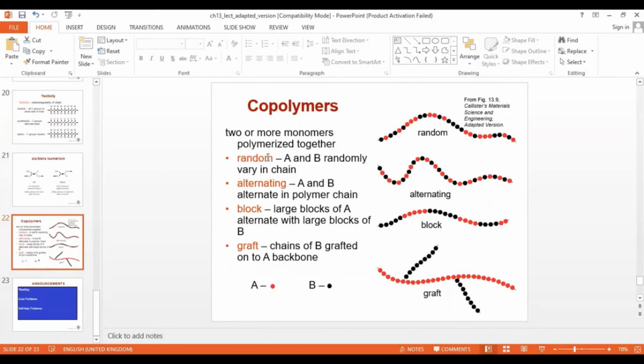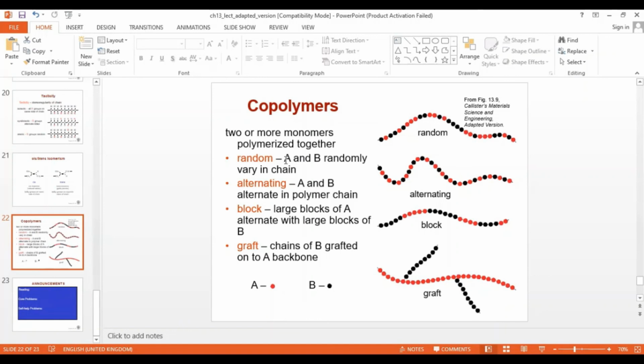Copolymers are two or more monomers polymerized together. So far we have seen a monomer repeating again and again. But here, there are two monomers. In the first one, there's a black and red, both color dots are there. If those dots are arranged randomly, you see here 3 red, then 2 black, then 2 red, 1 black. So this is randomly arranged. A and B randomly vary in the chain.